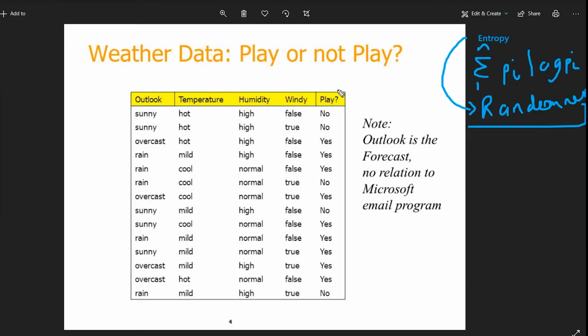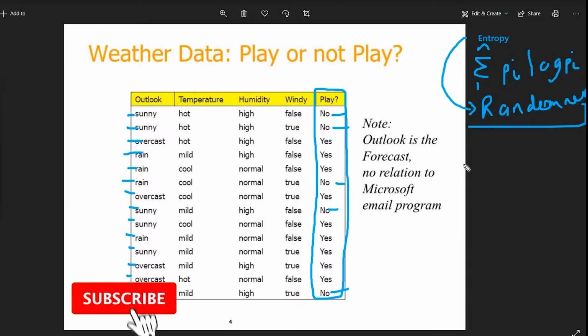Okay, so let's take this example. This is our output, whether we are going to play or not. It has two classes basically. The first class is no, and the second class is yes. We have a total of 14 examples, 1 2 3 4 5 6 7 8 9 10 11 12 13 14. So we have 14 examples and we have 5 no.